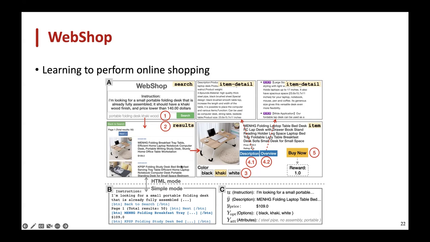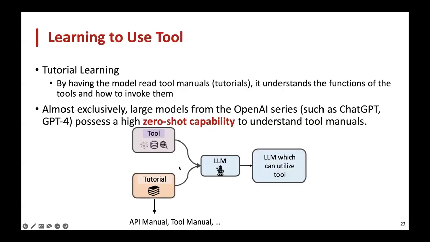So although imitation learning can easily acquire the ability to use tools, it struggles with generalization and requires imitation learning for each new tool. Do we have any other way to let the large language model, or let the agent, learn how to use the tools?